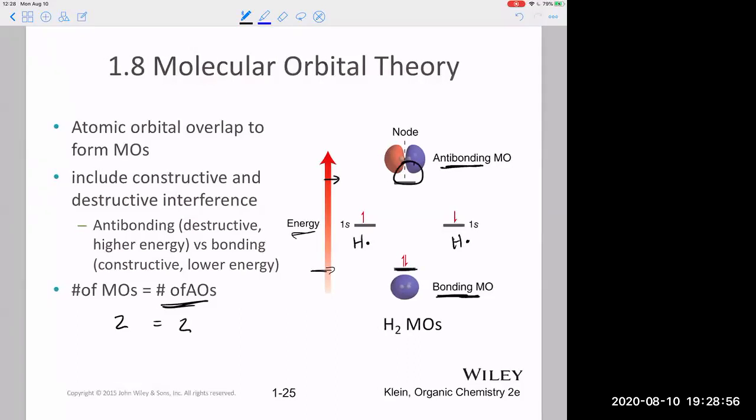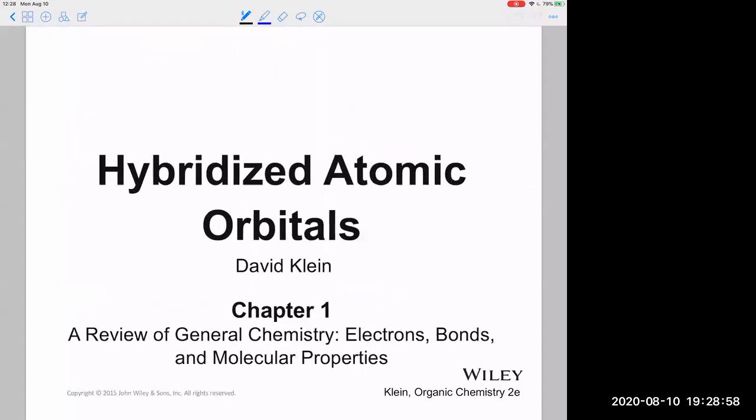Cool, all right. So now we gotta make matters even a tiny bit more complicated and talk about how atomic orbitals will hybridize, okay? So first, make sure you understand how to figure out those electron configurations for an atom.